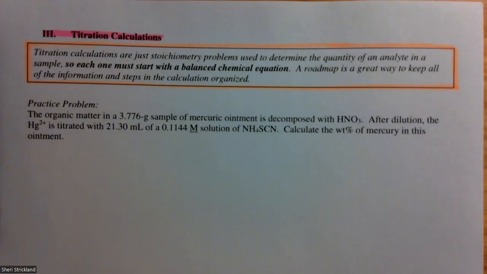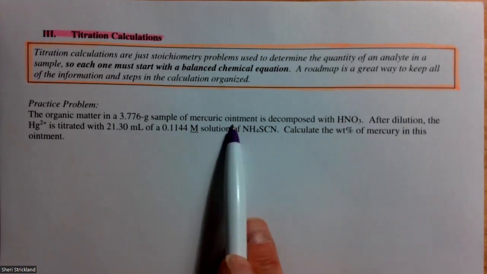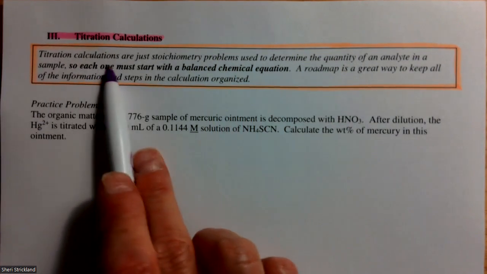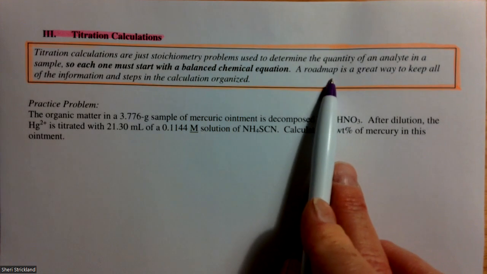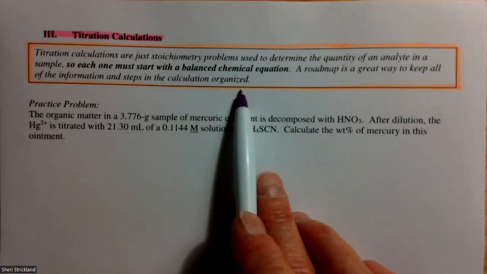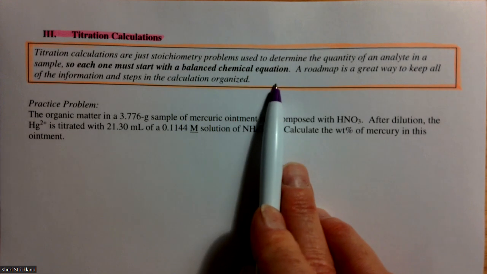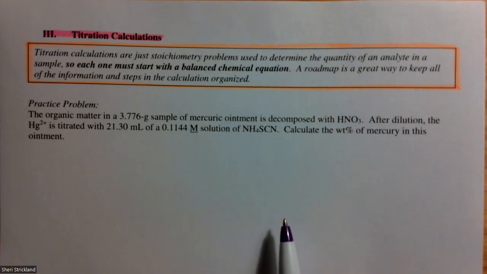So titration calculations are just stoichiometry problems used to determine the quantity of an analyte in a sample. Samples can come in solutions, as solids, as gas mixtures, as kind of gooey things like ointments. This one is an ointment, but every titration calculation starts with a balanced chemical equation. Now, a roadmap is a great way to keep all the information and steps of calculation organized, a good way to plan the work. But if you have a different way to plan the work that you like better, then you should use what works for you.